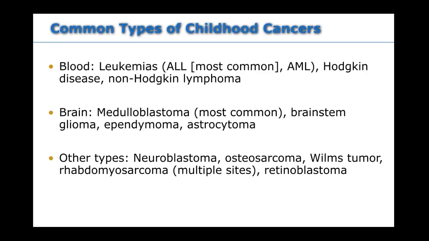But the chart in the book expands on that a little bit, and I just thought that was very interesting information. Some common types of childhood cancers. Leukemia is probably the most common. You have Hodgkin's disease, non-Hodgkin's lymphoma.